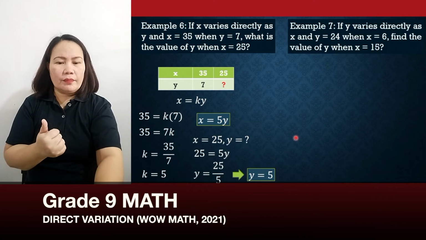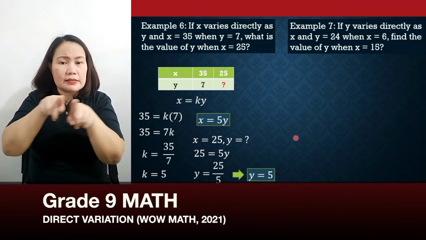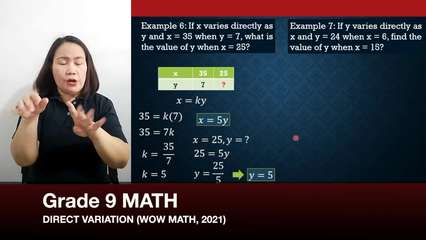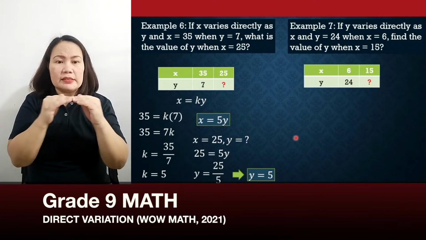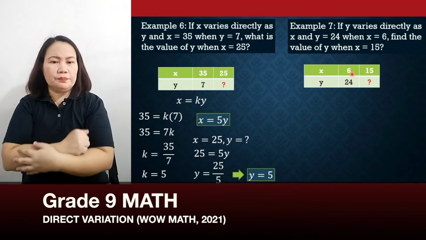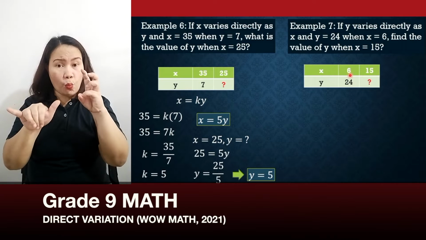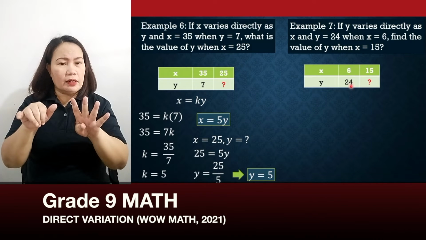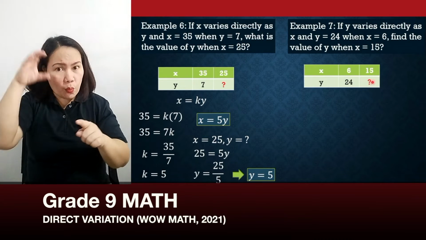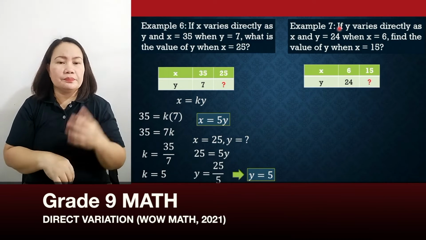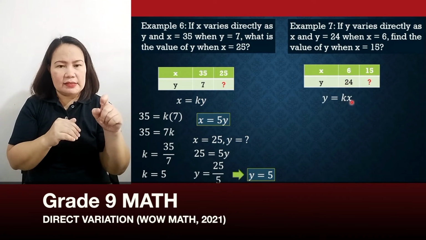Another example, if y varies directly as x and y is equal to 24 when x is equal to 6, find the value of y when x is equal to 15. So, using the table of values, makikita natin, if the value of x is 6 and the value of y is 24, x is 15, so ano yung value ng y? So, y ulit ang hinahanap dito. Dito naman nauna yung y, so y is equal to kx.